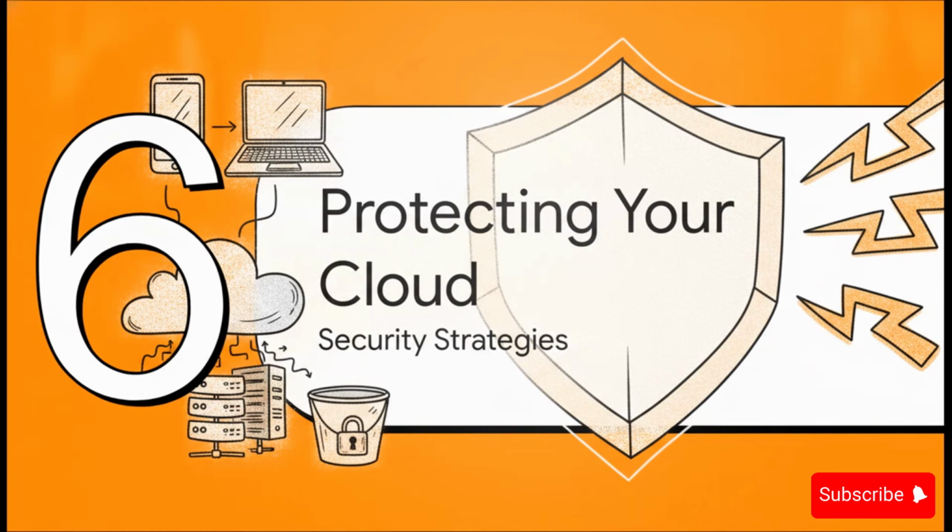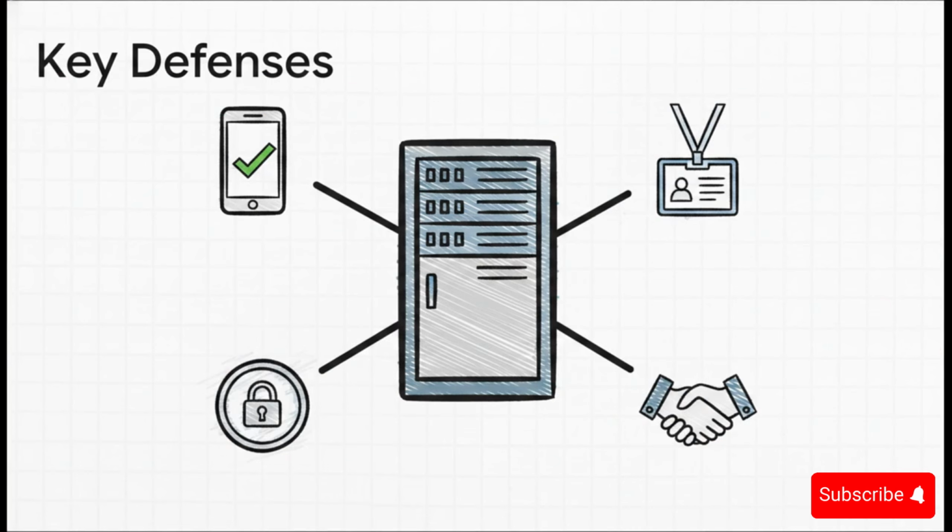And finally, Section 6, Protecting Your Cloud. So think about all these endpoints we've just covered. Your phone, the APIs, the virtual machines, the S3 buckets. Like we said, they are all vulnerable doors. Attackers are constantly rattling the handles to see what they can get away with. So how do we lock them?